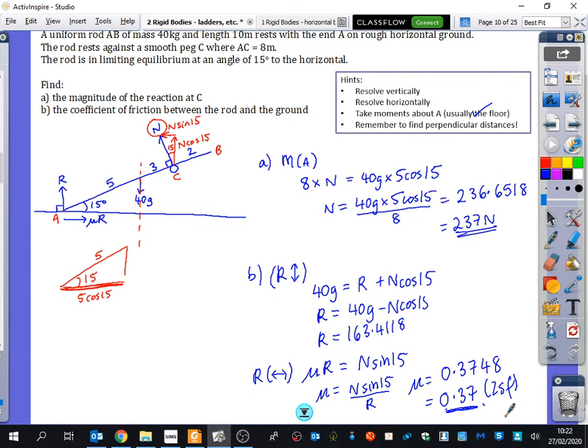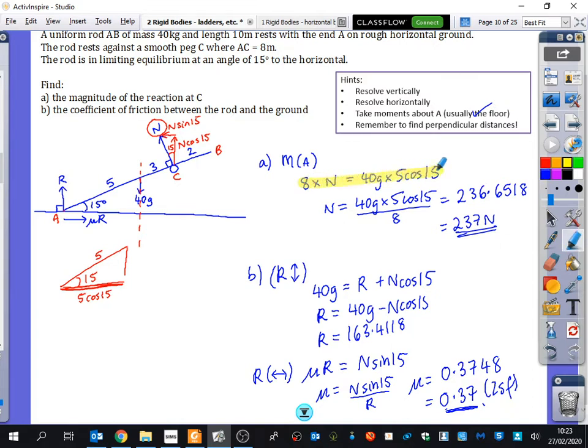Why am I happy with my answer? It seems reasonable. It's not negative. Oh, it doesn't have to be less than 1. Remember, it could be 1 point something, but it's not like 100. It's also not negative. Okay, it seems reasonable. So let's just break this down.